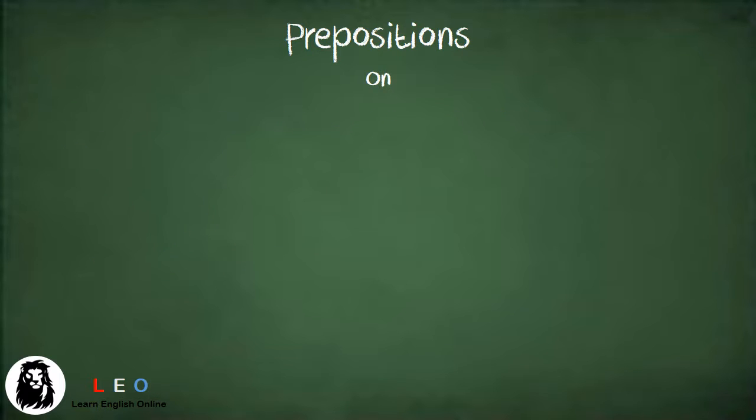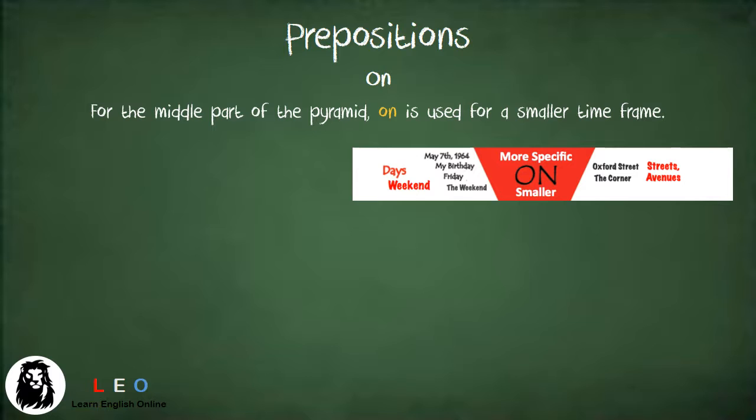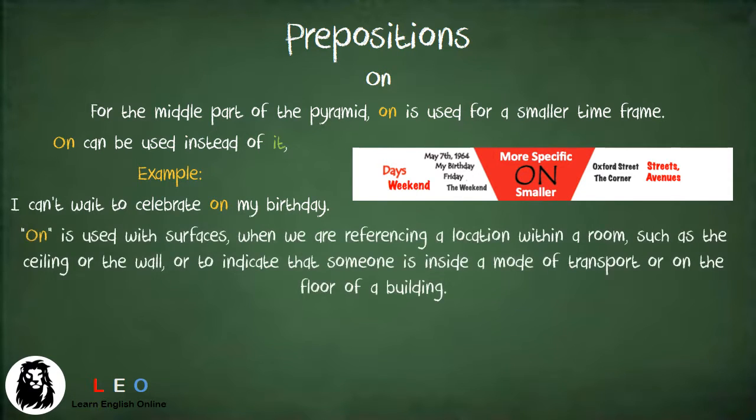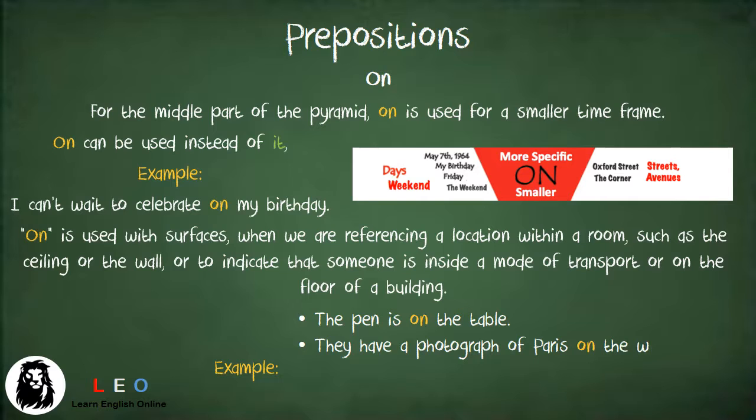Now, let's review on. For the middle part of the pyramid, on is used for a smaller time frame. On can be used instead of in. For example, I can't wait to celebrate on my birthday. On is used with surfaces when we are referencing our location within a room, such as the ceiling or wall, or to indicate that someone is inside a mode of transport or on the floor of a building. For example, the pen is on the table. They have a photograph of Paris on the wall. I am on the bus. Her apartment is on the 2nd floor.